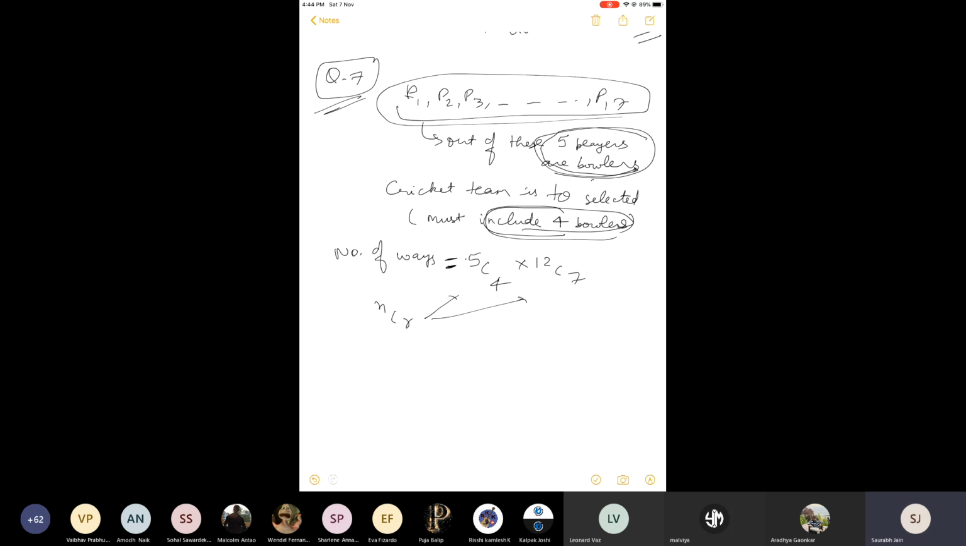Now finally, the last question, that is question number 6. Determine the number of 5 card combinations out of a deck of 52 cards. They are those same playing cards. You might have solved questions on cards in probability also. So 52 playing cards are there. You are supposed to make a combination of 5 cards provided there is exactly one ace in each combination.